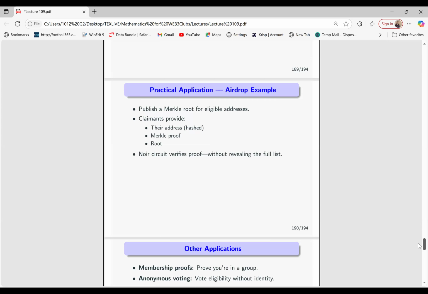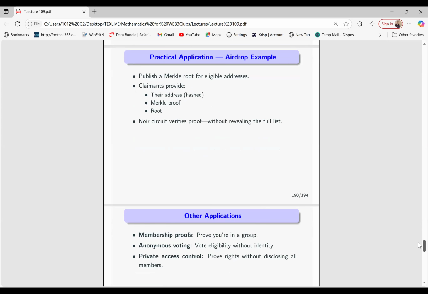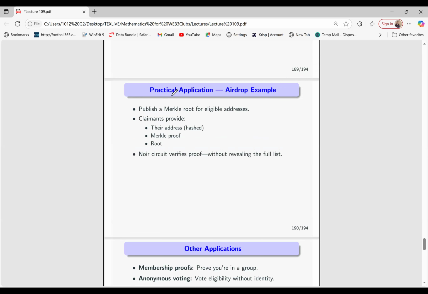Just to end our class, I want you to do the following as practice. I want you to write a Merkle proof for an airdrop example. These are what you'll be doing. Publish a Merkle root for eligible addresses. Claimants should provide their address, which is hashed, and then the Merkle proof. They should also provide the root.